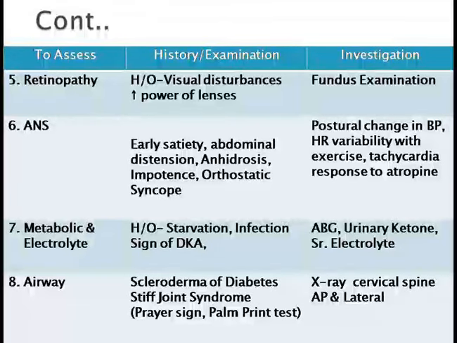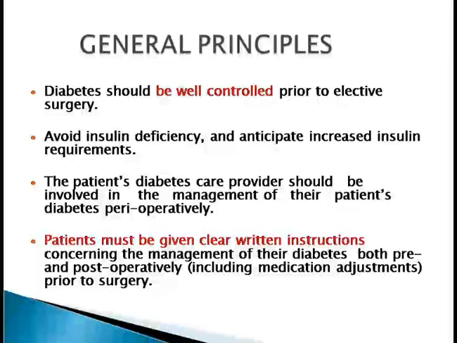The airway needs to be thoroughly assessed beforehand. Because of the scleroderma of diabetes, look for stiff joint syndrome with the prayer sign and the palm print test. Have a look at the X-ray of the cervical spine to see if the patient has a short neck or not, because all these things are going to be very important during the surgery.